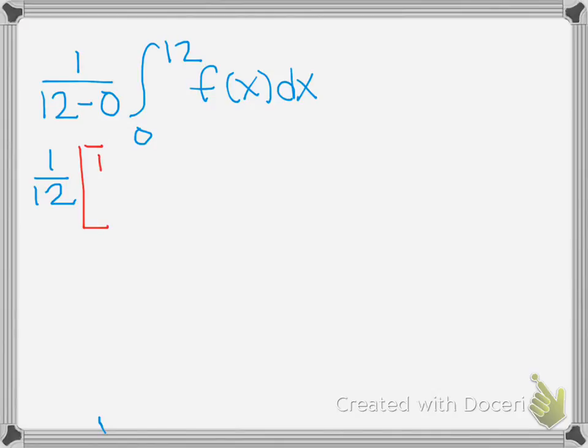Remember, that is b minus a over n times 1/2. Some people like to think of it as b minus a over 2n, and you can do whatever you want to help you remember that.